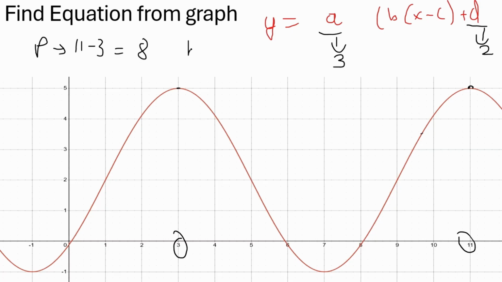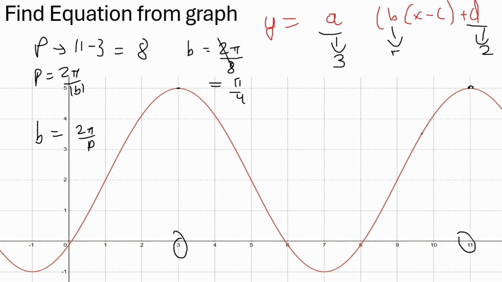Now to find our b value, remember how period is 2 pi over b? If we flip that, we get b equals 2 pi over period. So b equals 2 pi over 8, and that is going to be pi over 4. So our b value is pi over 4.